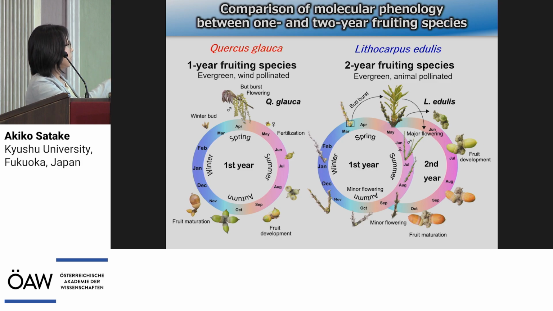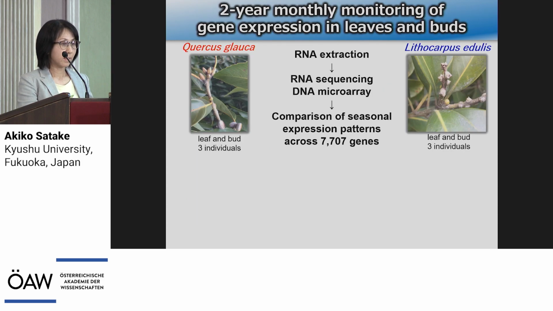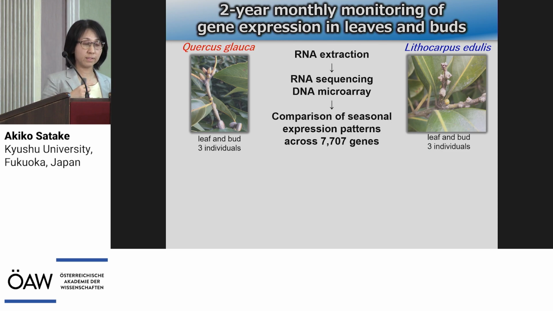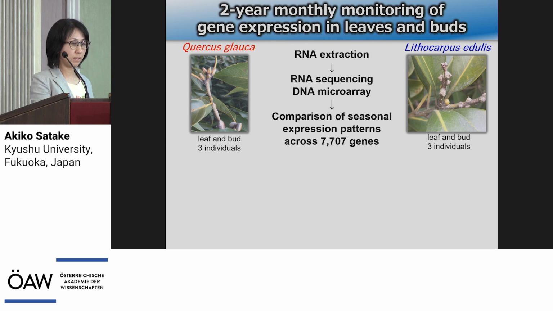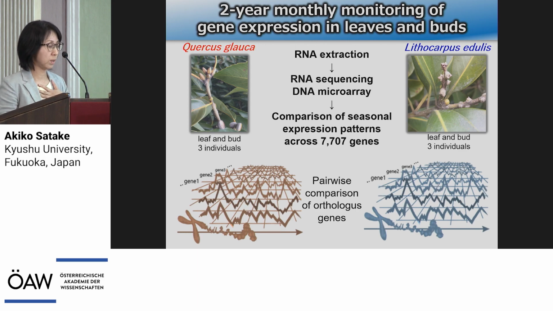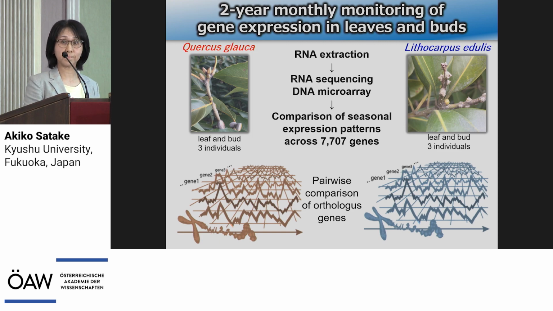So in these 2 species, we collected leaves and buds from 3 individuals for 2 years for each species. And then we extracted RNA and performed RNA sequencing and microarray and obtained the gene expression data of orthologous genes. 7,707 orthologous genes. So this data enables us to perform pairwise comparison of orthologous gene expression patterns. Okay?